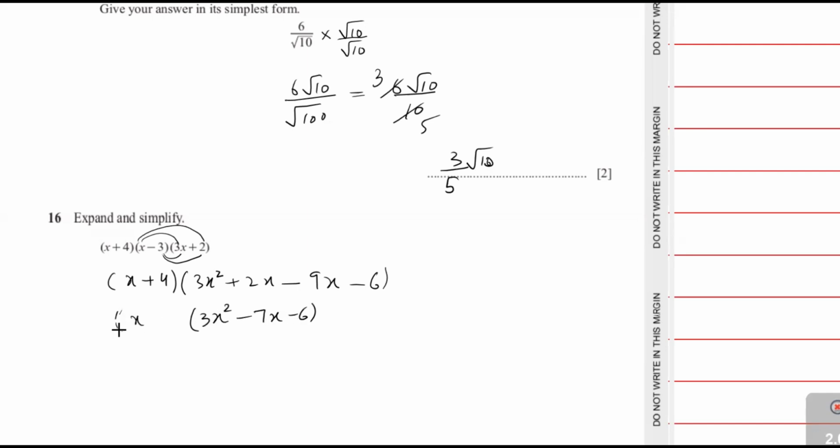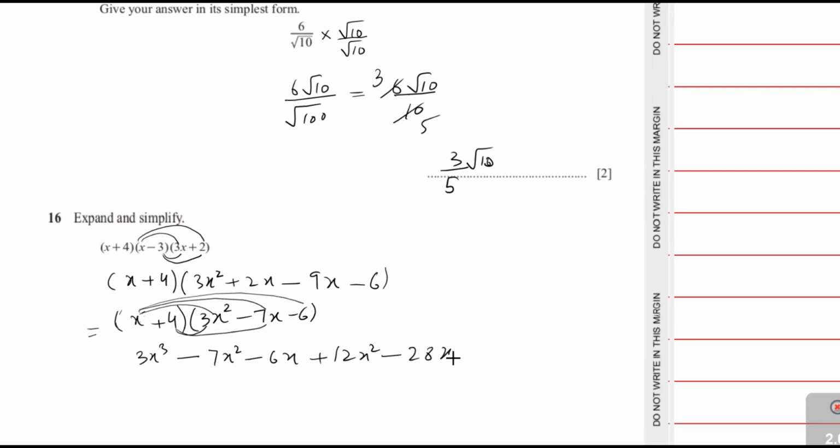Now we will expand this expression more. Firstly, we will multiply this value x by 3x squared and we get 3x cubed. Then x into minus 7x, we get minus 7x squared. And next minus 6 into x, we get minus 6x. Next 4 into 3x squared is plus 12x squared. And next 4 into minus 7x is minus 28x. And next 4 into minus 6 is minus 24.